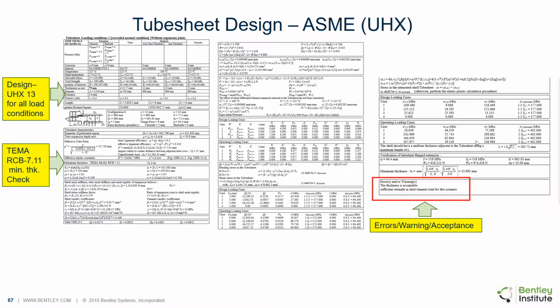A typical sample of the ASME UHX tube sheet calculations is shown above in the 3 screenshots of the calculations report. The design load conditions are specified at the beginning, followed by TEMA RCB 7.11 minimum thickness check, and then the detailed tube sheet design and stress verifications for the total 8 cases, 4 design and 4 operating. The final result of acceptance is clearly stated at the end. Each and every equation is clearly illustrated for easy reference.